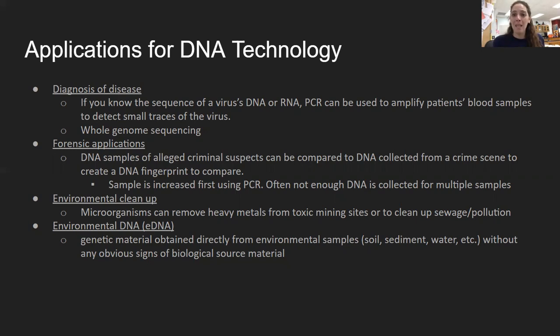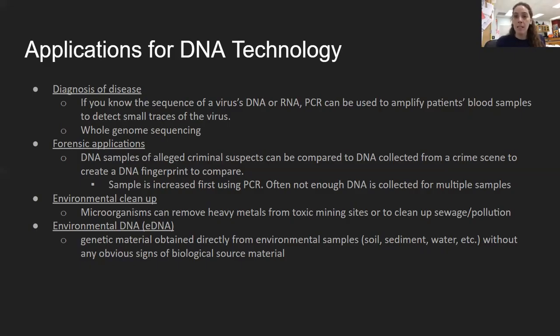Also used in forensic applications, which is what a lot of people tend to be very familiar with due to crime shows, things like CSI. So that's when we take a DNA sample from a suspect and match it up to DNA collected from a crime scene. In our forensic applications, PCR is going to be very important because oftentimes the amount of DNA collected is very small. So we need to amplify it to create more DNA in order to analyze it properly.